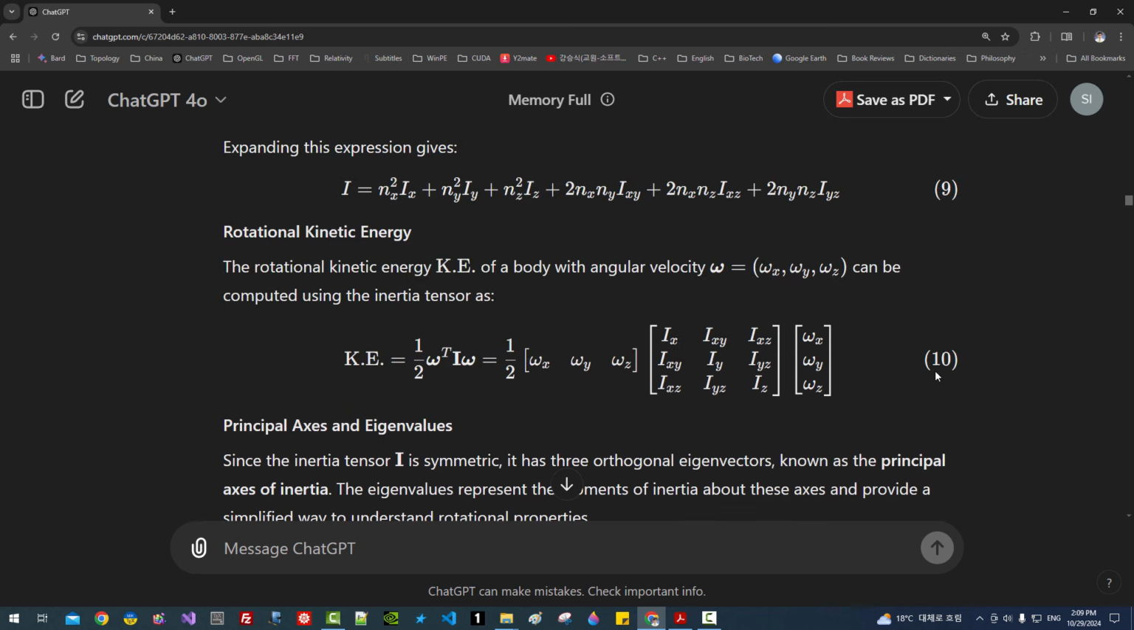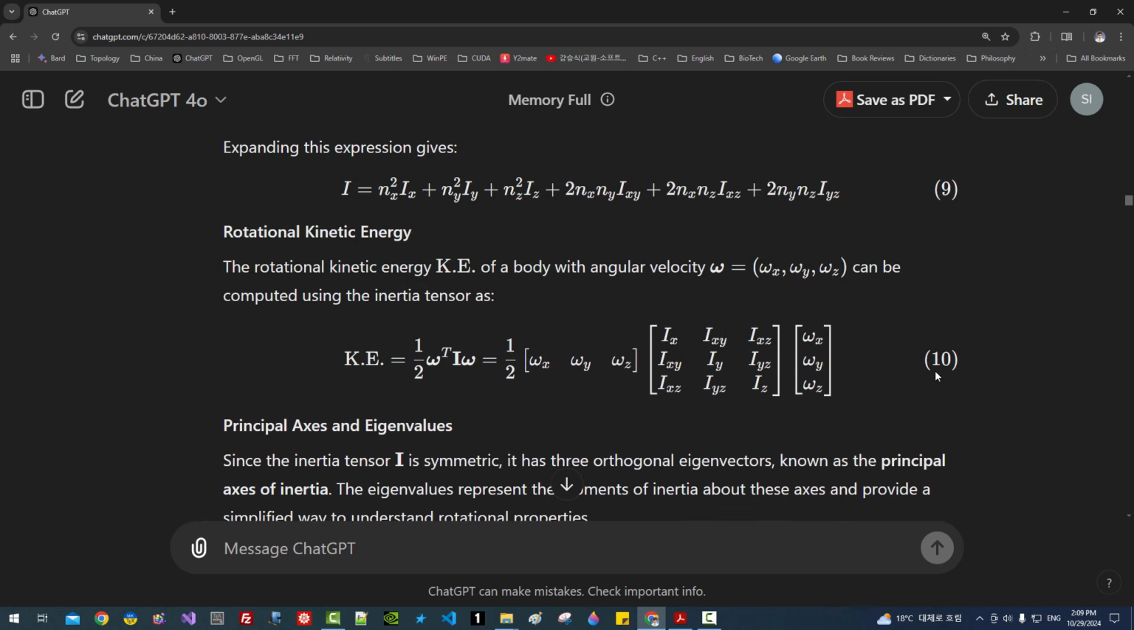Derivation of the inertia tensor, matrix I. The inertia tensor is a 3x3 matrix that represents how mass is distributed in a rigid body relative to 3 orthogonal axes, typically x, y, and z. This tensor allows us to calculate the moment of inertia for rotation about any axis in 3-dimensional space. The inertia tensor is derived by considering the contributions of each mass element, dm, in the rigid body with coordinates x, y, z, relative to a chosen origin, usually the center of mass.